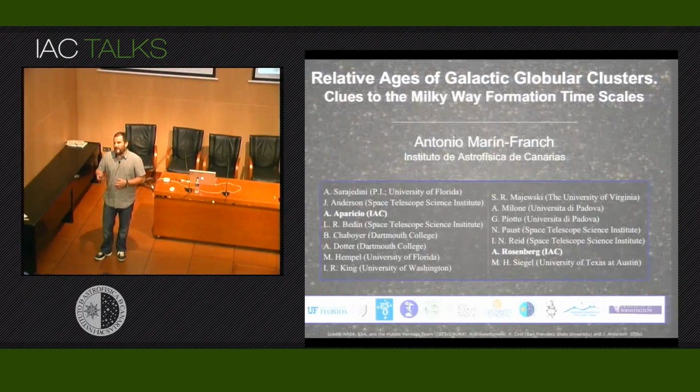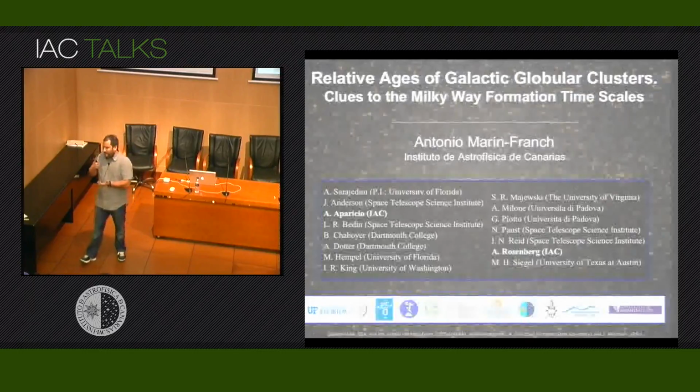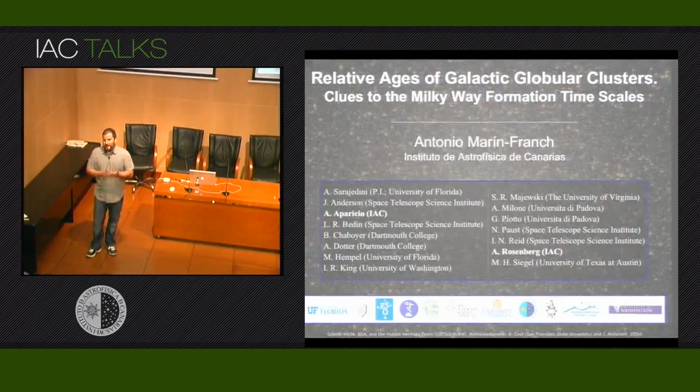That means that I'm not defending the monolithic collapse. I'm just saying that those results are compatible with the monolithic collapse, which is different from the scenario 2 years ago, where the monolithic collapse was rejected using relative ages. So I'm saying that you cannot reject that scenario using relative ages. But I didn't check that for the two populations separately.